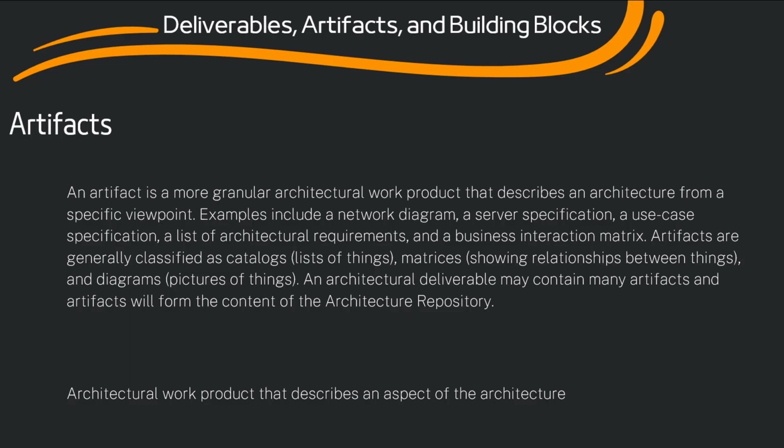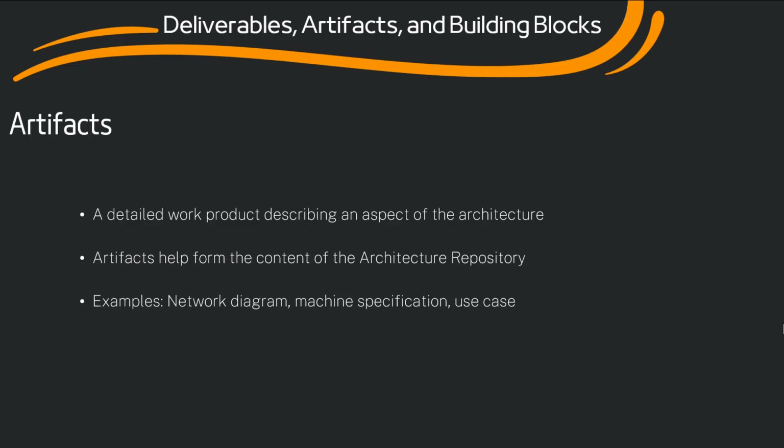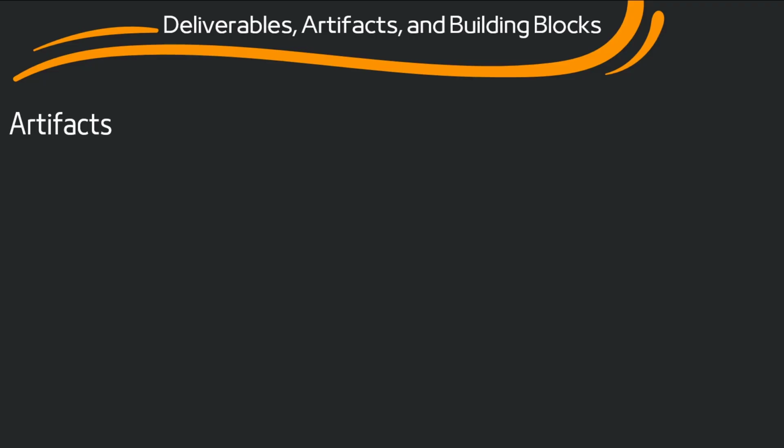Let's explain it once again in a fresh manner. An artifact is a detailed work product describing an aspect of the architecture. Artifacts help form the content of the architecture repository or library. Examples of artifacts include things like network diagrams, machine specifications, or use cases. Artifacts actually have three different subtypes.